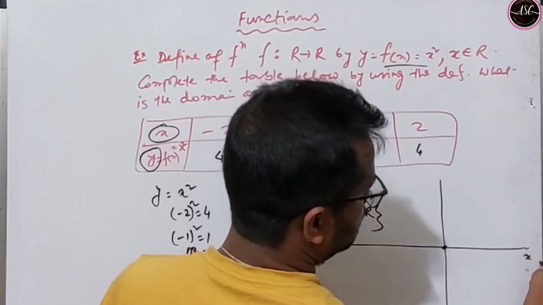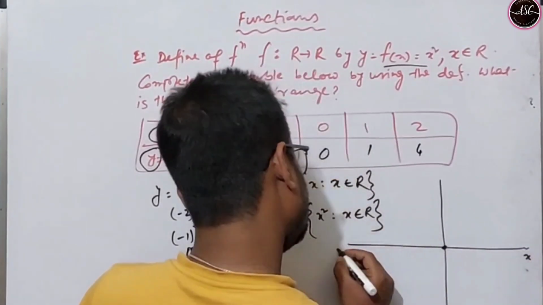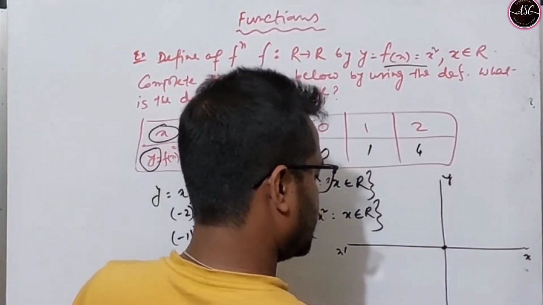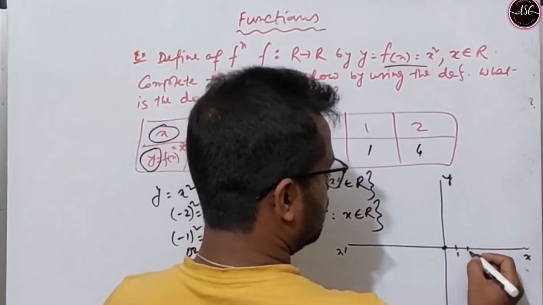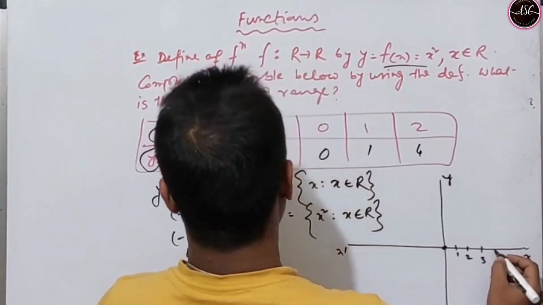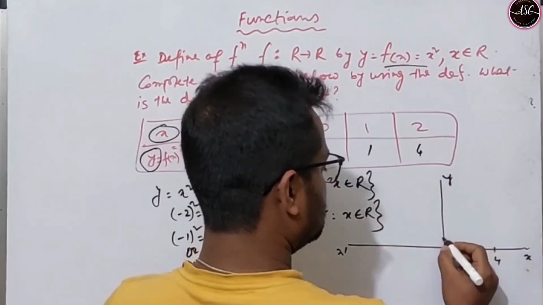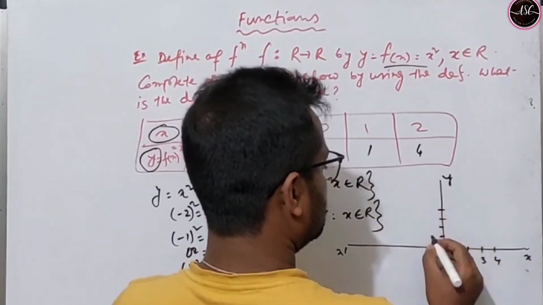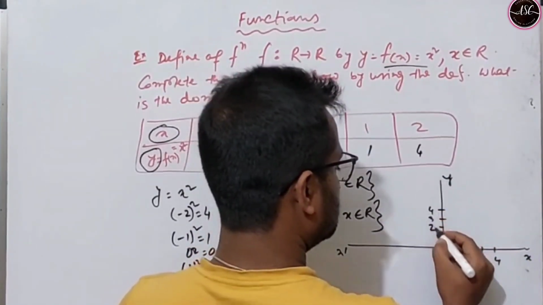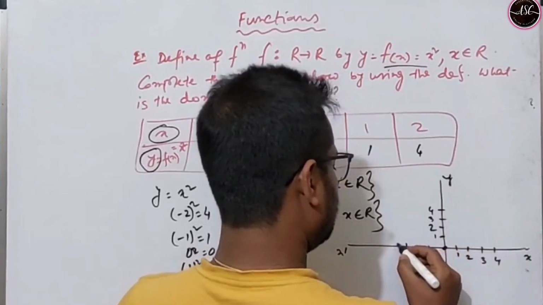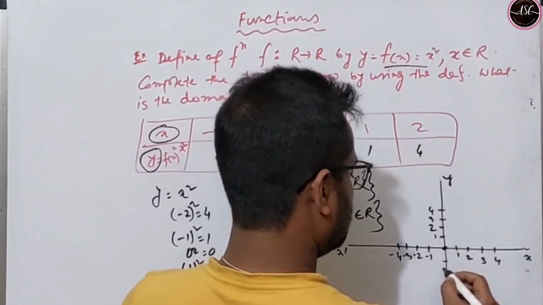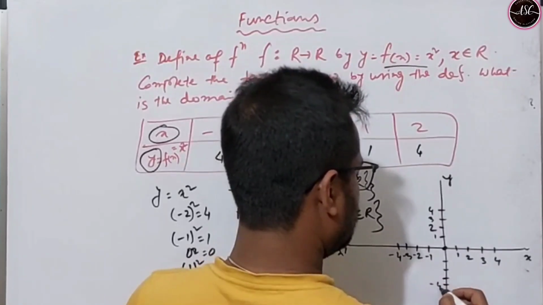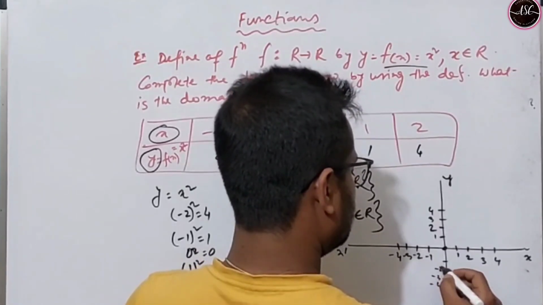This is the axis, x dash, y dash. Now this is the origin. So 1, 2, 3, 4 up to 4. This is 1, this is 2, this is 3. Then minus 4, minus 3, minus 2, minus 1, and likewise up to 4 and minus 4 on the y axis.